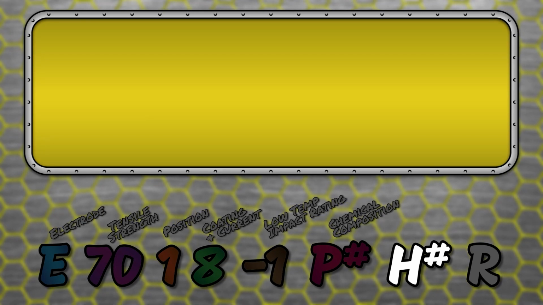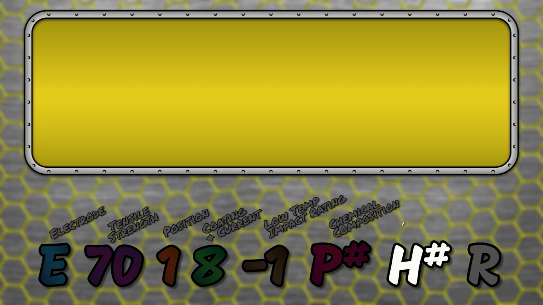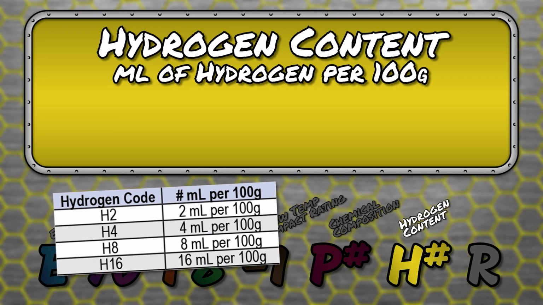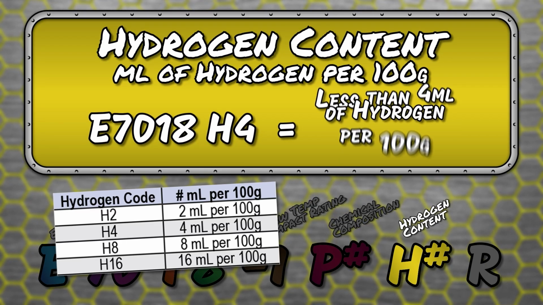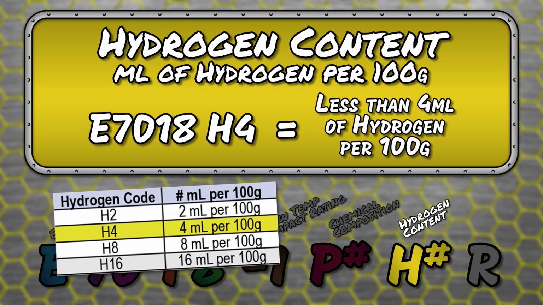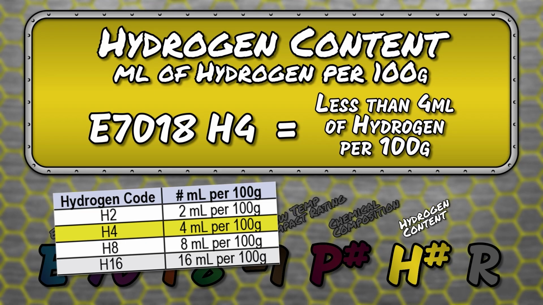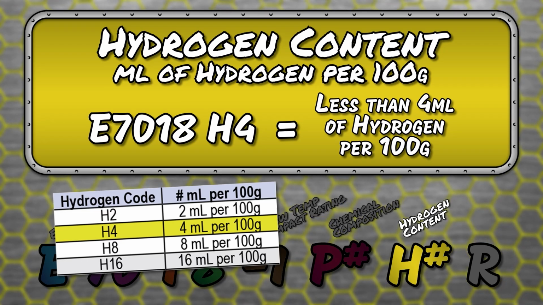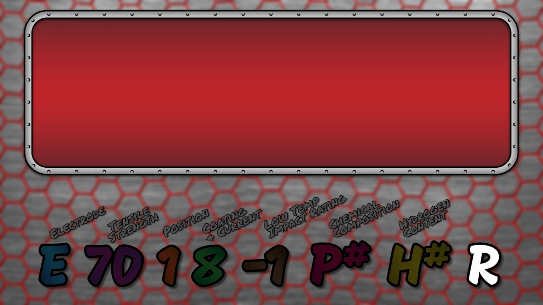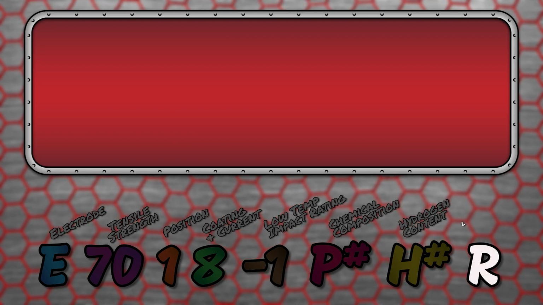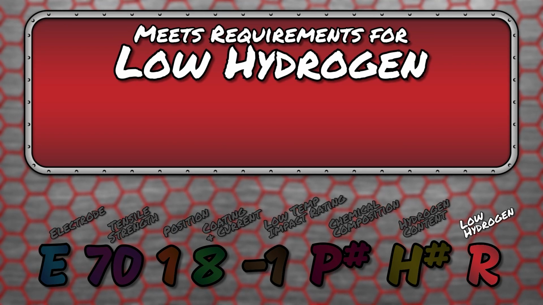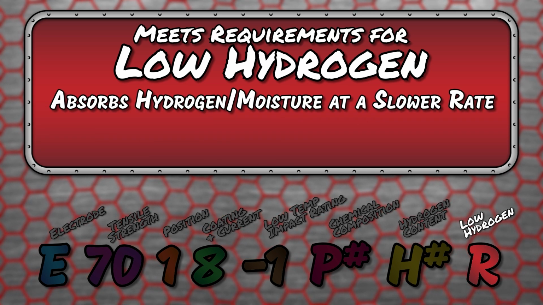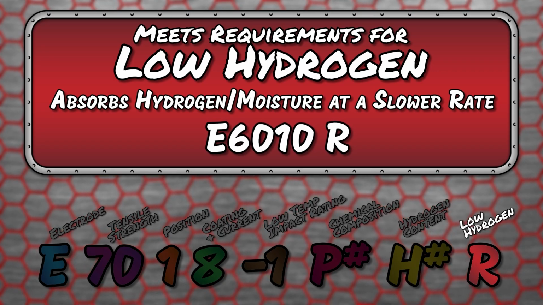Next, you may see an H followed by a number. This states the hydrogen content of the electrode. So if the electrode says H4, there is less than 4 ml of hydrogen per 100 grams of material, such as E7018H4. Finally, an R at the end means that the electrode meets low hydrogen requirements, so it's not as quick to absorb hydrogen or moisture from the atmosphere, such as E6010R.